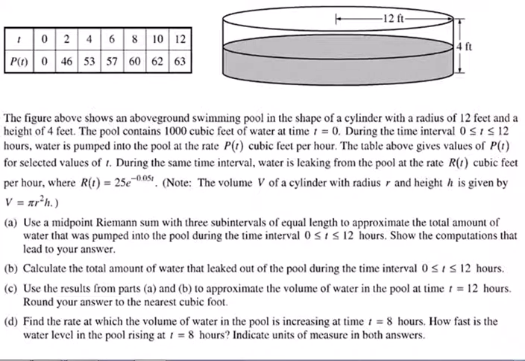Part A says use a midpoint Riemann sum with 3 subintervals of equal length to approximate the total amount of water that was pumped into the pool during the time interval 0 to 12 hours. Show the computation. So you've got to show the work. And notice they're always going to set it up perfectly. They said 3 subintervals of equal length. So here's one subinterval, that's length 4. Here's another one, that's length 4. Here's another one, that's length 4. And they want midpoint. So you're going to be using the numbers that are in the middle. So midpoint, remember, just goes back to the rectangles.